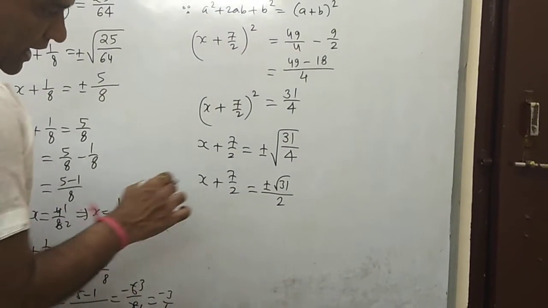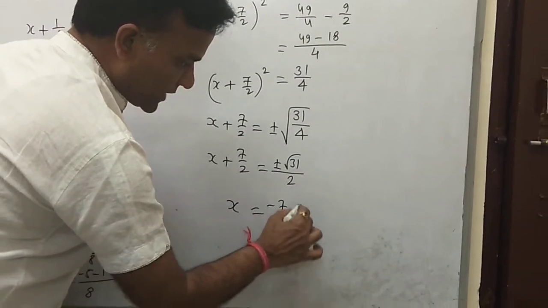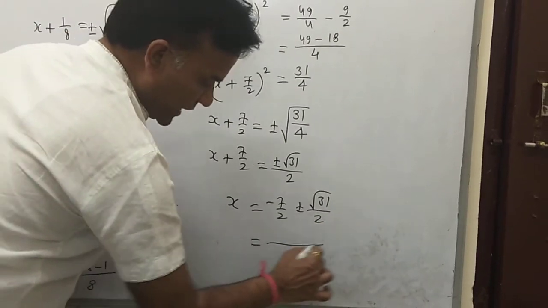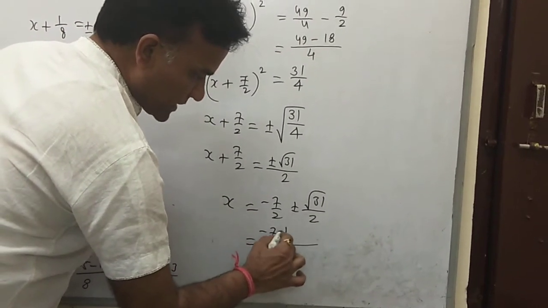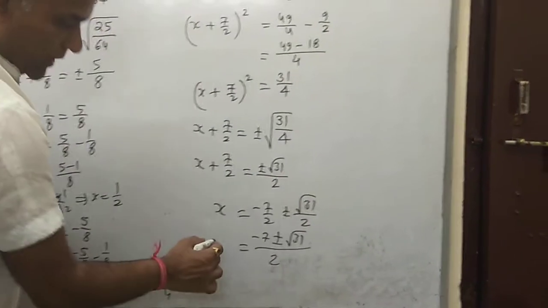and then plus 7 by 2 is shifted to the right hand side, so you have minus 7 by 2 plus minus under root 31 by 2, and then the LCM is 2, minus 7 plus minus under root 31 by 2. That is the complete solution.